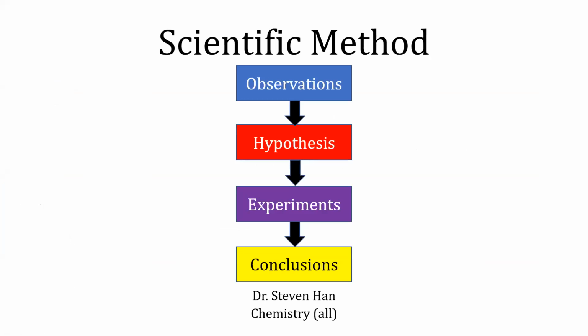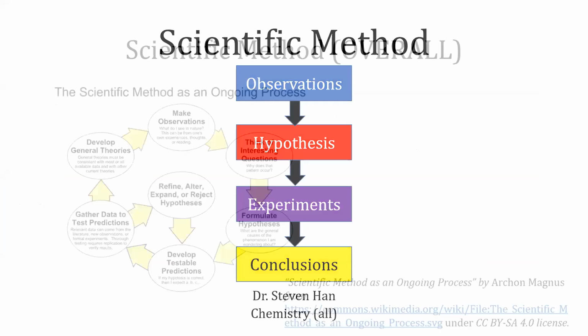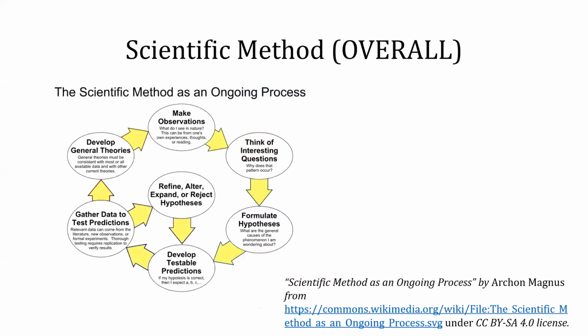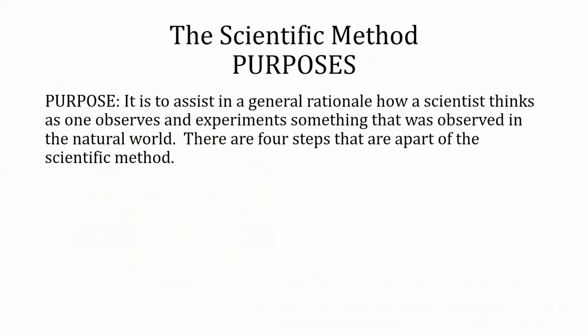This lecture is on the scientific method. The scientific method is an ongoing process that one deals with on an everyday basis. This figure illustrates it, and one will learn these components as this lecture moves on. The purpose of the scientific method is to assist in a general rationale of how scientists think as one observes and experiments something that was observed in the natural world.